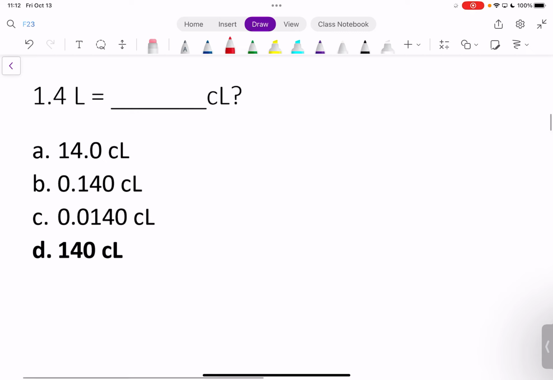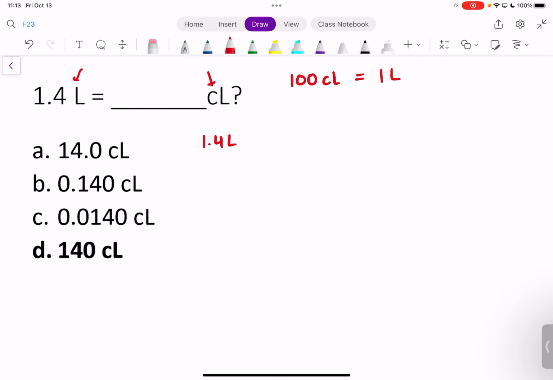So we start with 1.4 liters. That's what we're given, so that's what we start with. And then we want to get to centiliters, so that's our goal. Which one's bigger, liters or centiliters? Liters are bigger, centiliters are smaller. How many centiliters are in 1 liter? How many little things in one of my big thing? 100, right? Centi, like century. So 100 centiliters equals 1 liter.